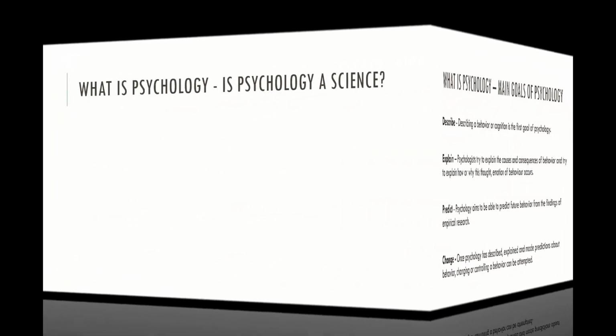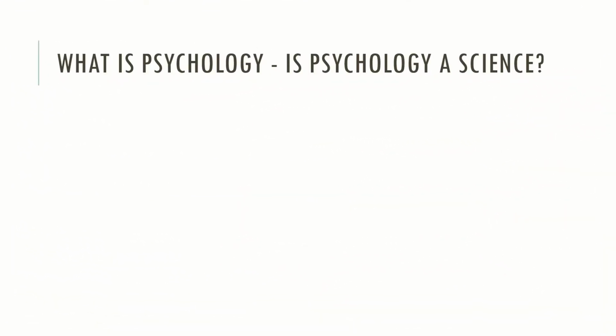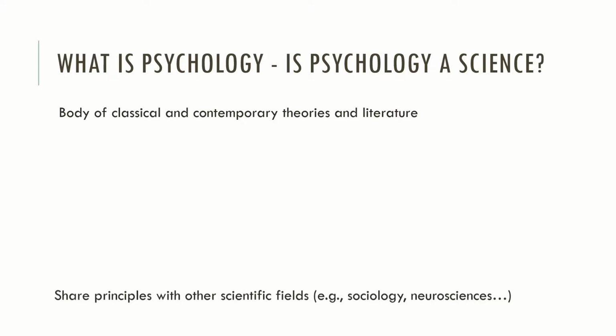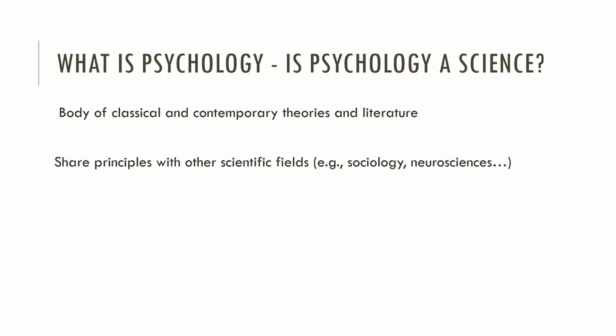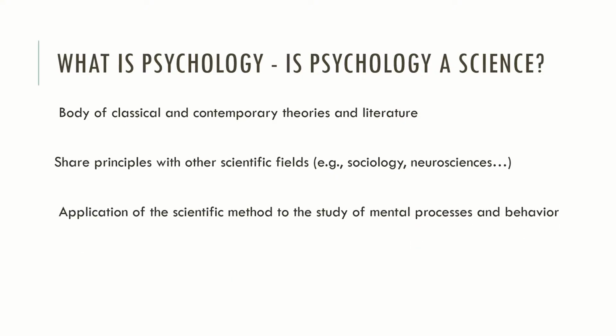Now we can answer the question: is psychology a science? Psychology is a science because it has a vast body of classical and contemporary theories and literature that supports the paradigm of psychology. It shares principles with other scientific fields such as sociology, neurosciences, or even medicine. It applies the scientific method to the study of mental processes and behavior.